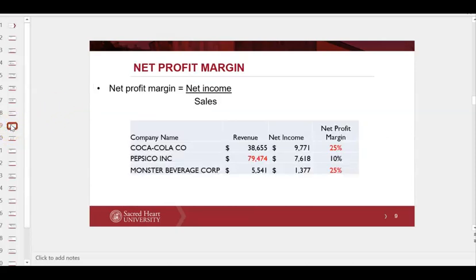Here we see the net profit margins for our three companies. And what do we see? The company with the highest sales revenue actually has the lowest net profit margin. And we saw that this is a result of what we saw with our operating profit margin. It's a result of PepsiCo not controlling its operating expenses as well as the other two companies.